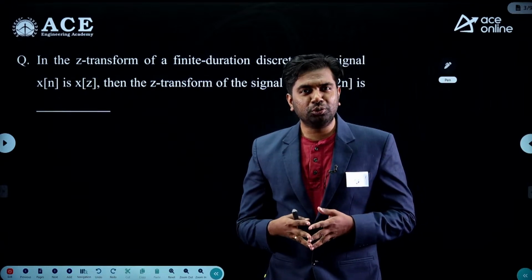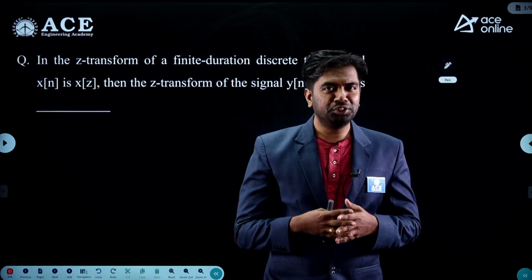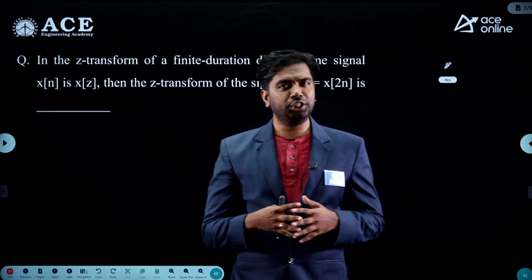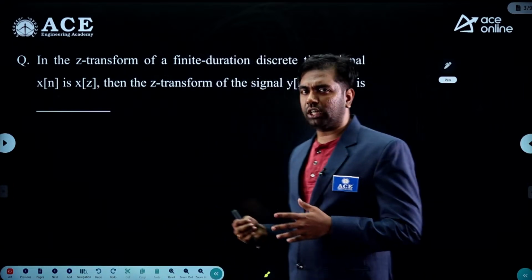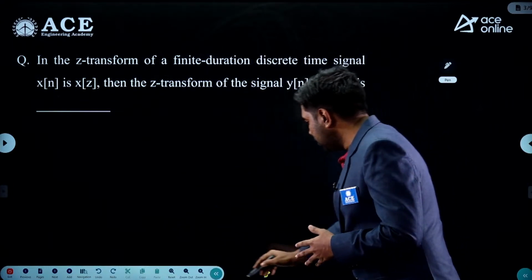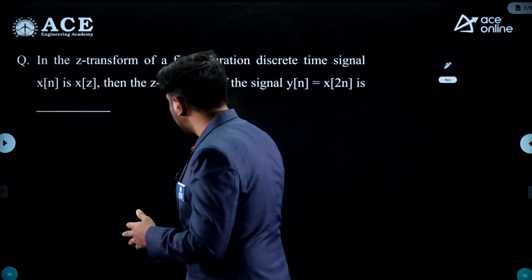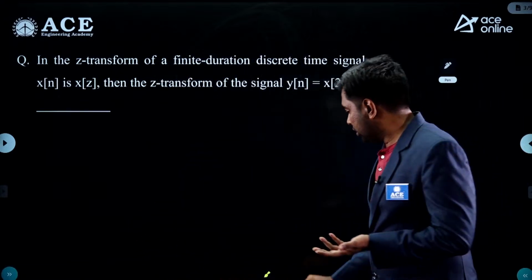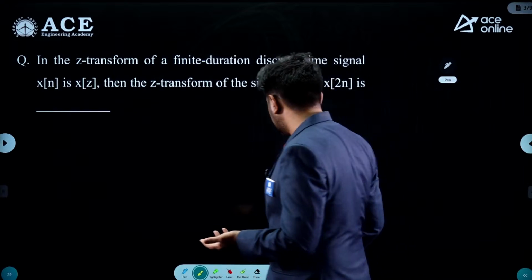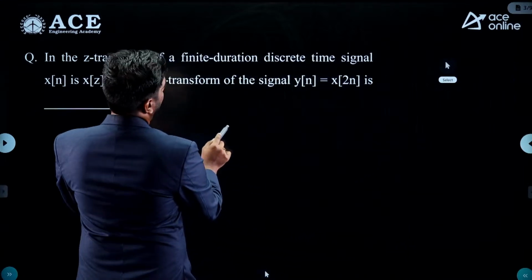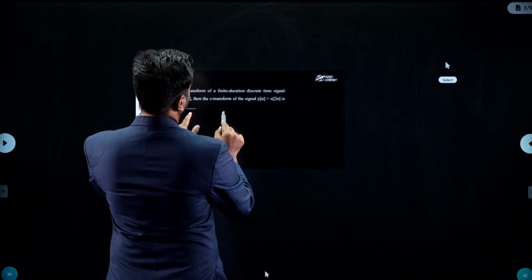So last year also we had good weightage from signals and systems. This year also we have nearly 7 questions from signals and systems. Already 2 questions were covered. Let us look at this interesting problem. They're asking what is the Z transform of x of 2n. This is very, very interesting. So let's see how we solve this. Let us go by the definition.